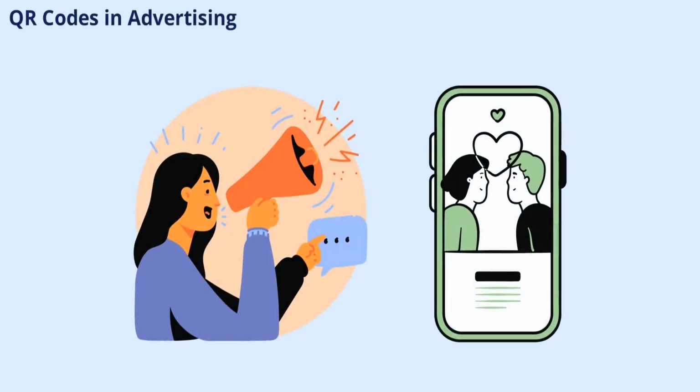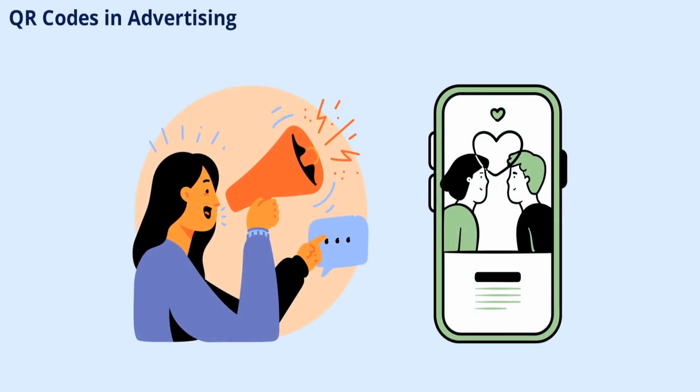Advertisers use QR codes on posters, billboards, and product packaging to drive engagement. Scanning a code can lead to special offers, videos, or interactive experiences. This makes ads more dynamic and measurable, helping brands connect with their audience in new ways.